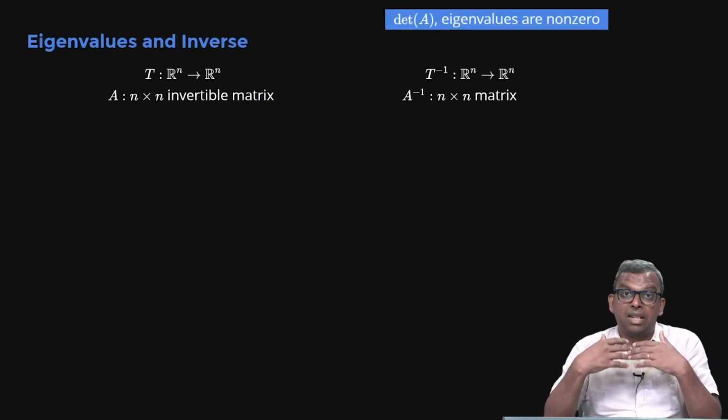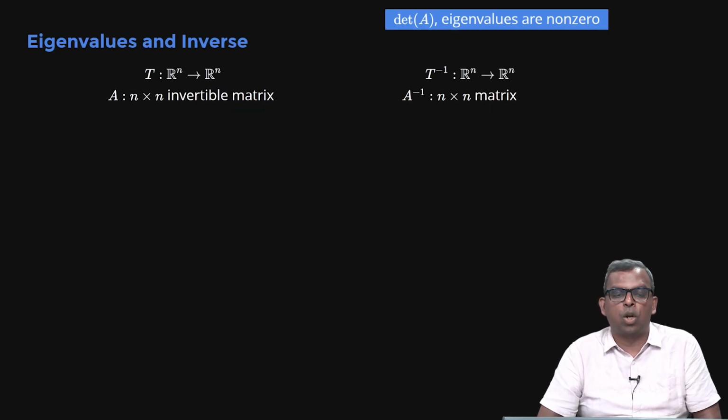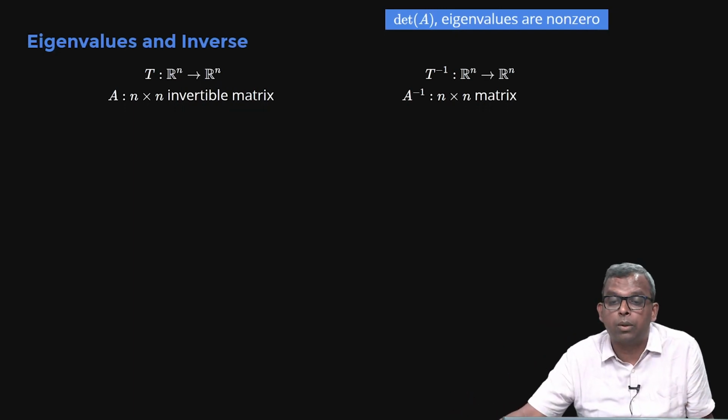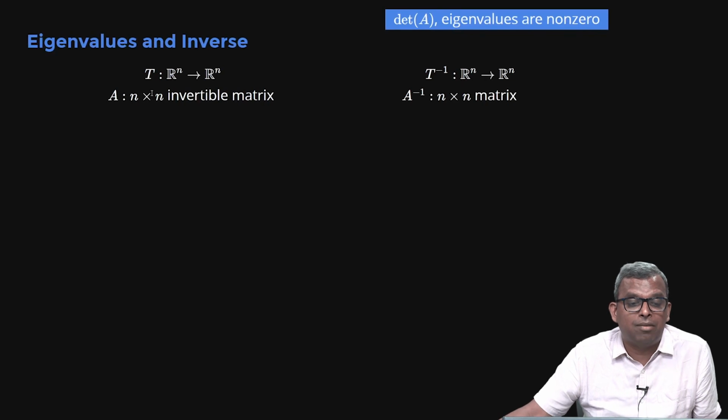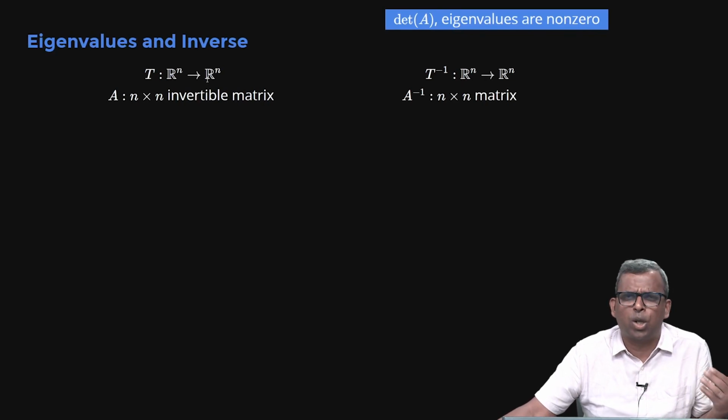Okay, so let's move towards inverse. Inverse is another very important operation. What happens to eigenvectors when you invert? So first thing is we will have a linear transformation T. We've not been talking about linear transformations too much, but hopefully you see that T is represented by A. Now we'll say A is an invertible matrix. So this T is an invertible operator. So this A becomes an invertible matrix.